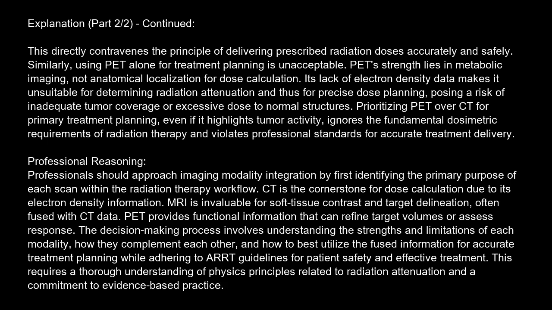Similarly, using PET alone for treatment planning is unacceptable. PET's strength lies in metabolic imaging, not anatomical localization for dose calculation. Its lack of electron density data makes it unsuitable for determining radiation attenuation, and thus for precise dose planning, posing a risk of inadequate tumor coverage or excessive dose to normal structures. Prioritizing PET over CT for primary treatment planning, even if it highlights tumor activity, ignores the fundamental dosimetric requirements of radiation therapy and violates professional standards for accurate treatment delivery.